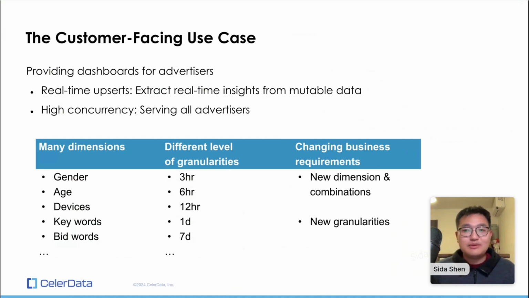So it needs real-time upserts, right? So basically to extract real-time data insights from multiple, all kinds of different data sources, right? It's pretty high concurrency, right? To serve every single advertiser and content creator that is on the platform, right? It has many dimensions, right? Something like gender, age, devices, right? Keywords, just many different dimensions, right? At different levels of granularity, right?